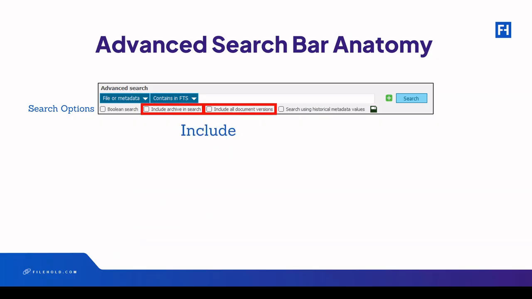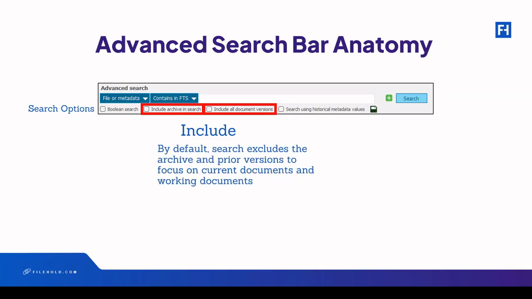The next 2 are sort of related together, which is include. So this expands out what's going to be searched for. By default, all FileHold searches exclude the archive, so older non-live documents go to the archive, and prior versions of documents, to focus on current documents and working documents. So it's your active library, it's your current version and the active library. So we're deliberately trying to make sure that we're not overextending the number of documents that are going into there.